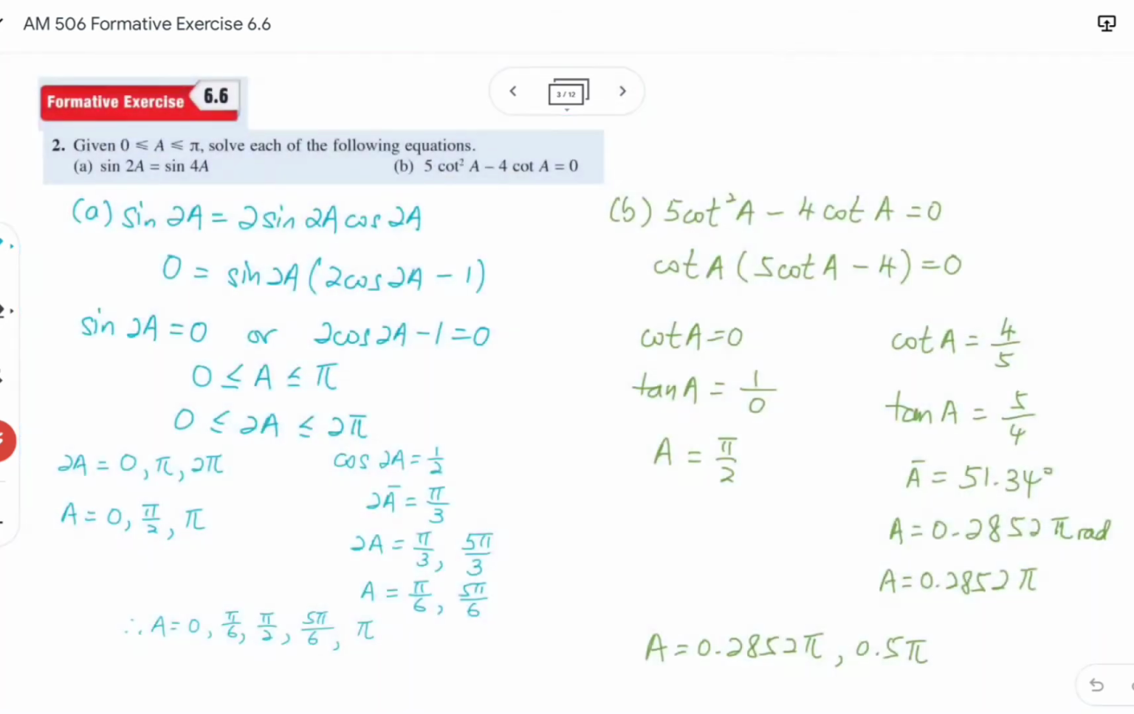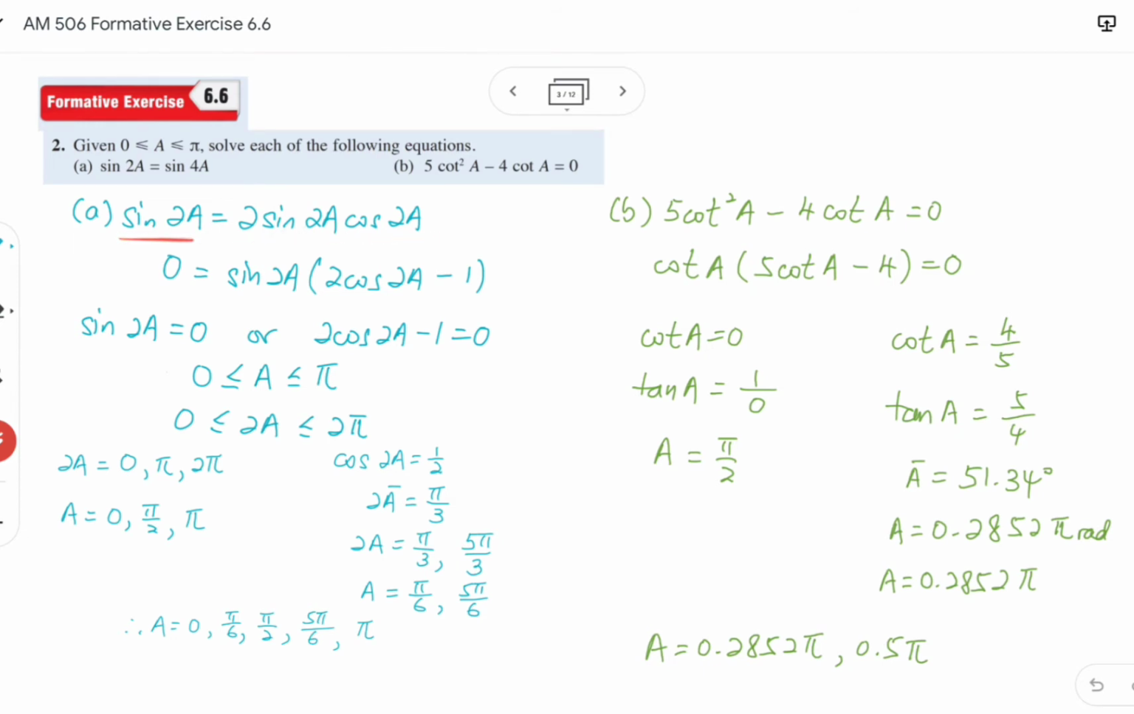Question number 2. Given that a is from 0 to pi, solve each of the following equations. A. Sine 2a equals sine 4a. The 4a is the double angle of 2a. So we can expand this with the double angle formula. Sine 2a equals 2 sine 2a cos 2a.